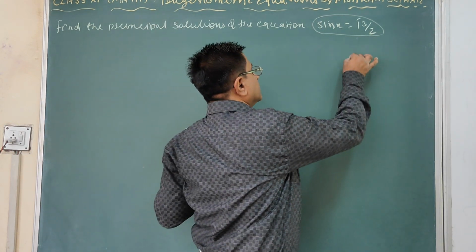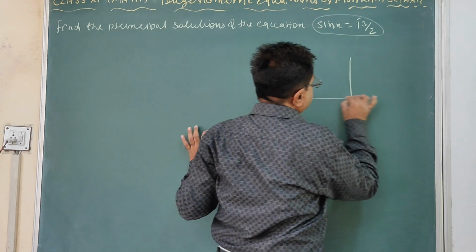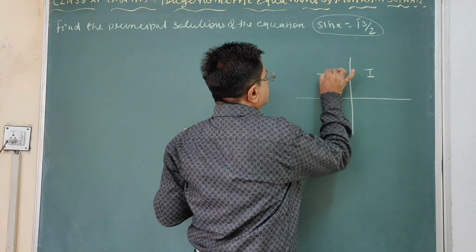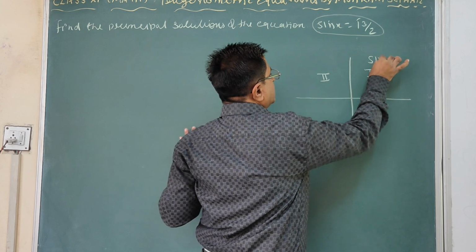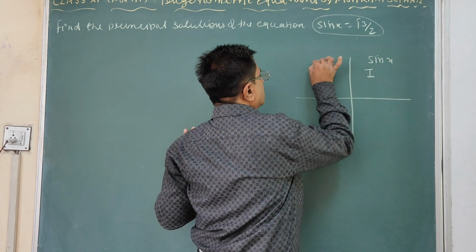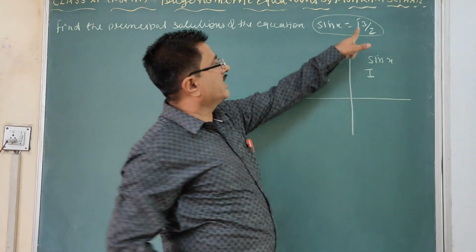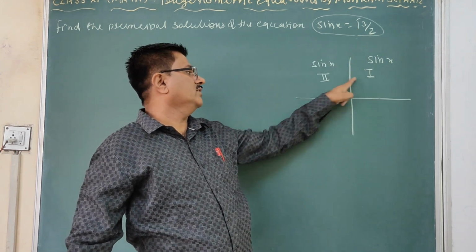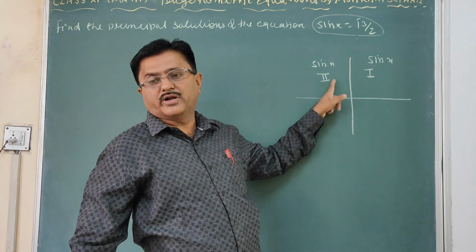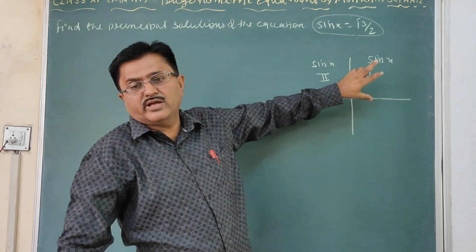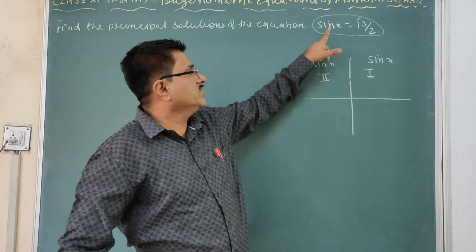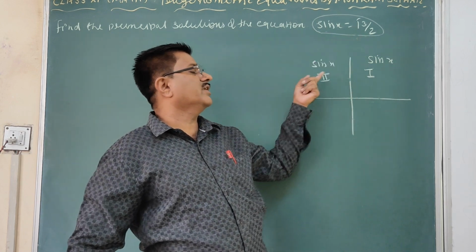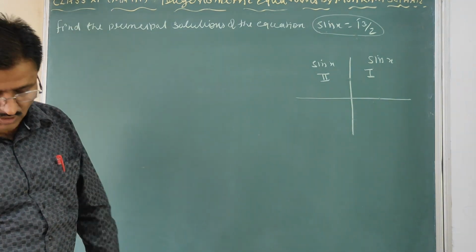Clear? So first of all we draw the quadrant system. As you know, in this quadrant sine is positive, and in this one sine is positive. So we need the positive value. On the right hand side is the positive value, and we know the principal value lies in 0 to 2 pi, one complete round. To complete one round, there are two quadrants in which sine is positive. So our answer will be either in the first quadrant or the second quadrant.